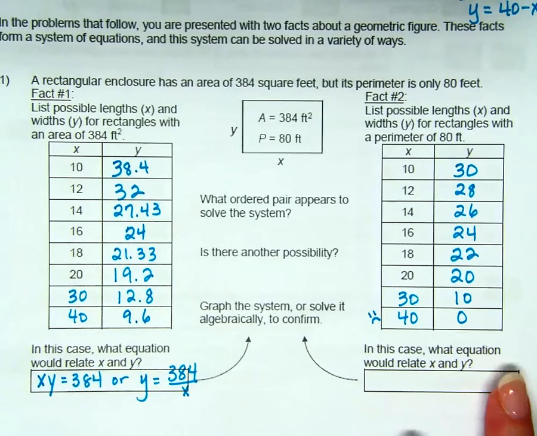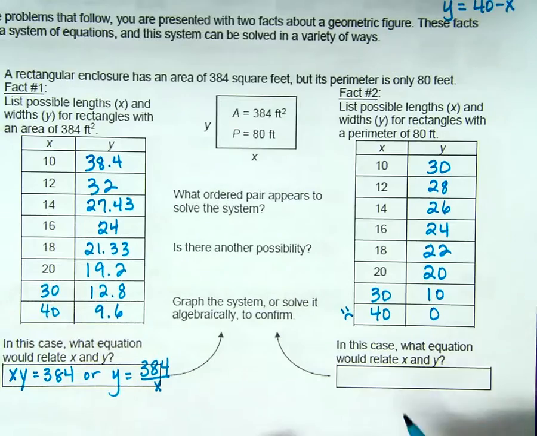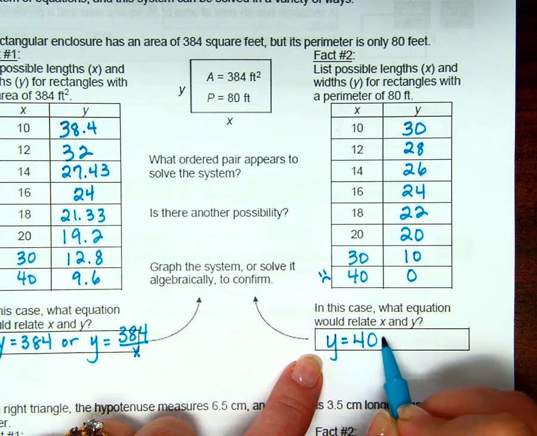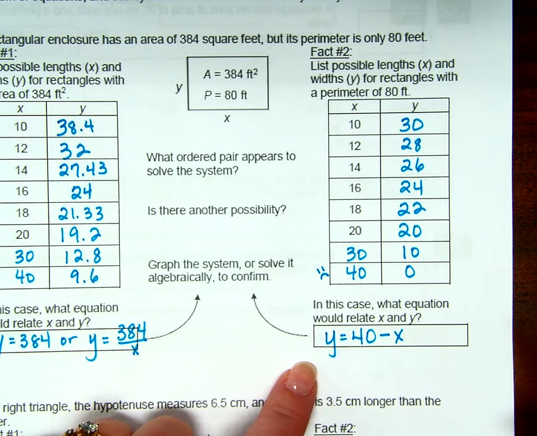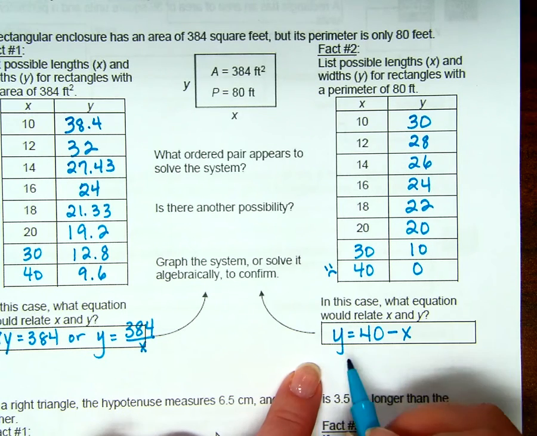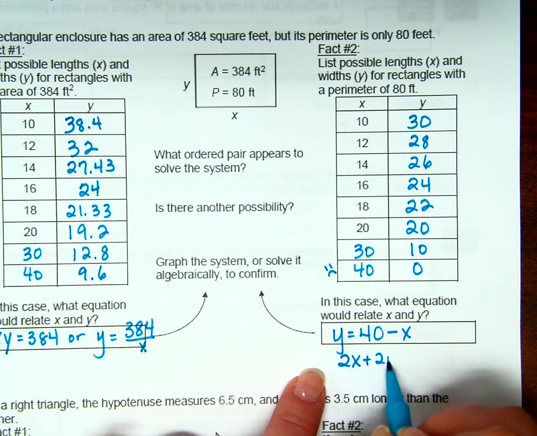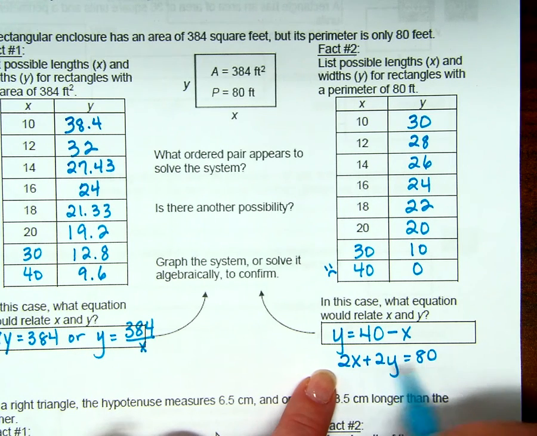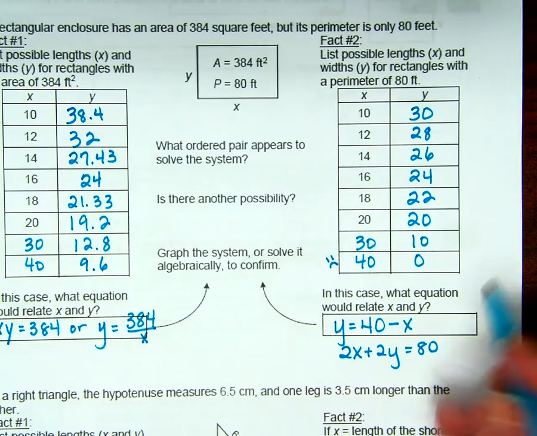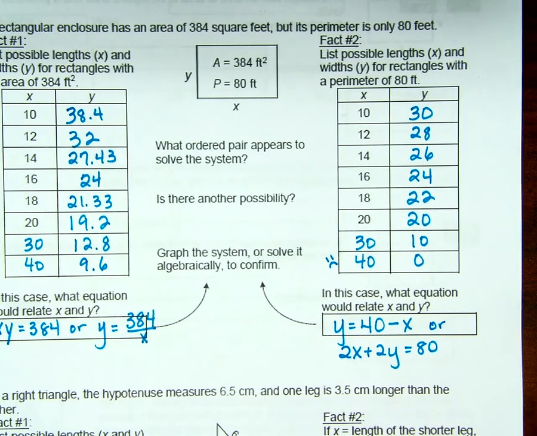If you have two tables, let's fill in the equation. We kind of already did it up here at the top, but let's make sure we put it in the right box. What equation relates x and y? Yeah, for sure. Both of them do, right? Don't they both mean the same thing? 2x plus 2y equals 80 was the original equation, and we solved that for y to be y equals 40 minus x. Yes? Thank you.